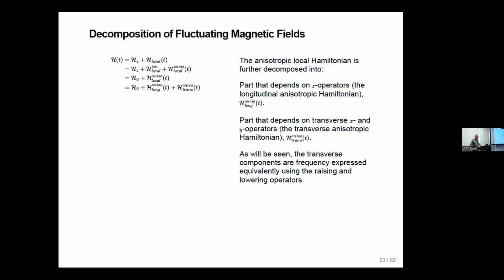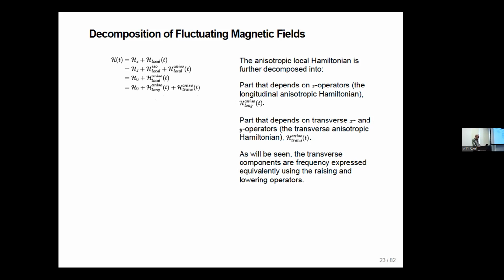And then, because we have this enormous B naught field, we're extremely interested in behavior along the Z direction versus behavior in the transverse plane. So I can always then decompose this anisotropic Hamiltonian into parts that have Z components and parts that have transverse components. Again, completely general so far.